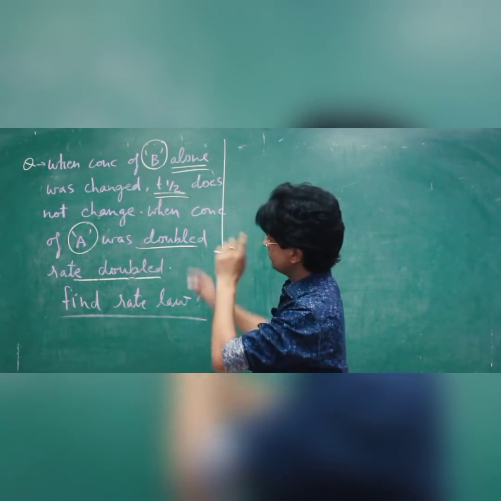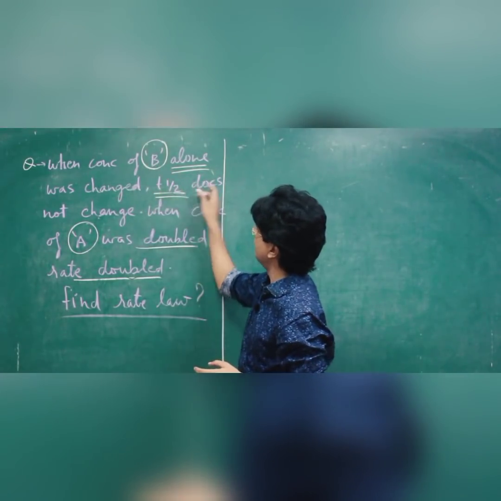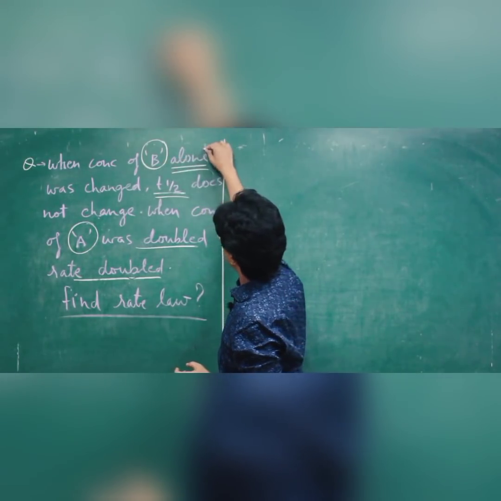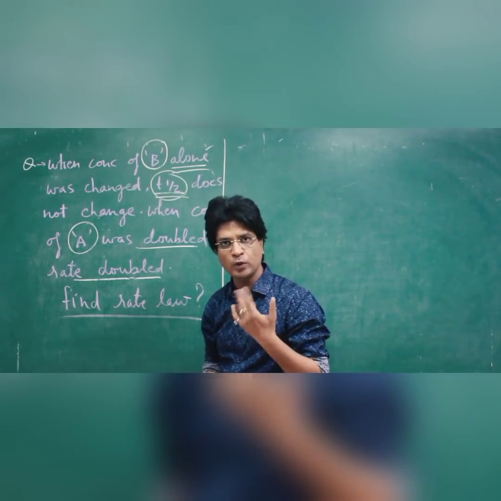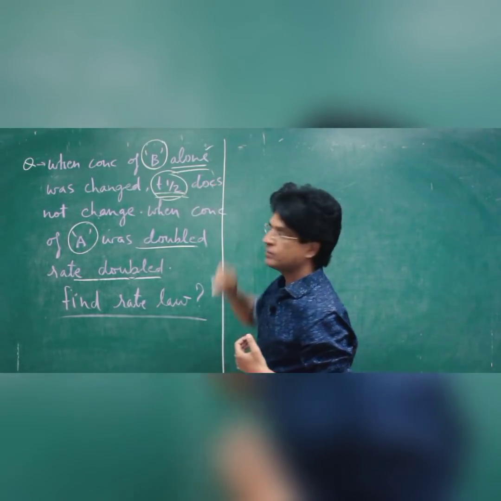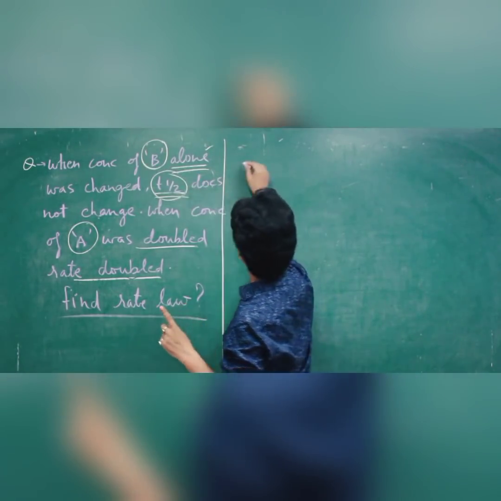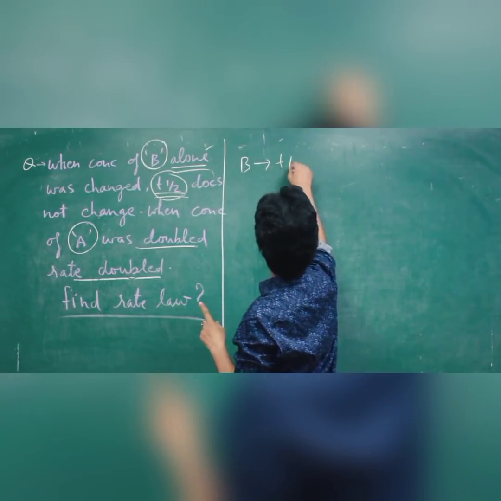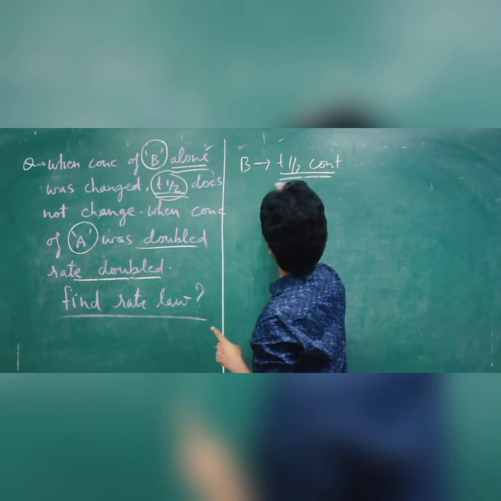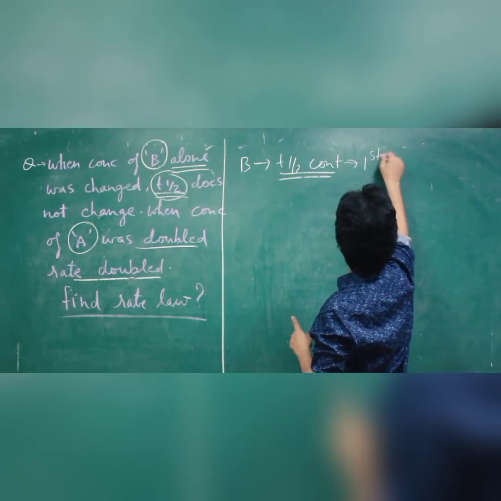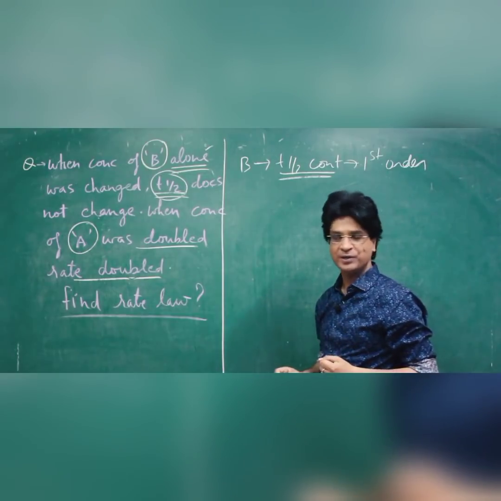Now see, let's take one by one. When concentration of B alone was changed, T half does not change. Concentration of B is changing, but half-life is not changing. Which order of reaction are you looking for? Half-life is constant in first order reaction. So with respect to B, T half is constant. Now when I say T half is constant, that means it is of first order. So with respect to B, it is first order reaction.